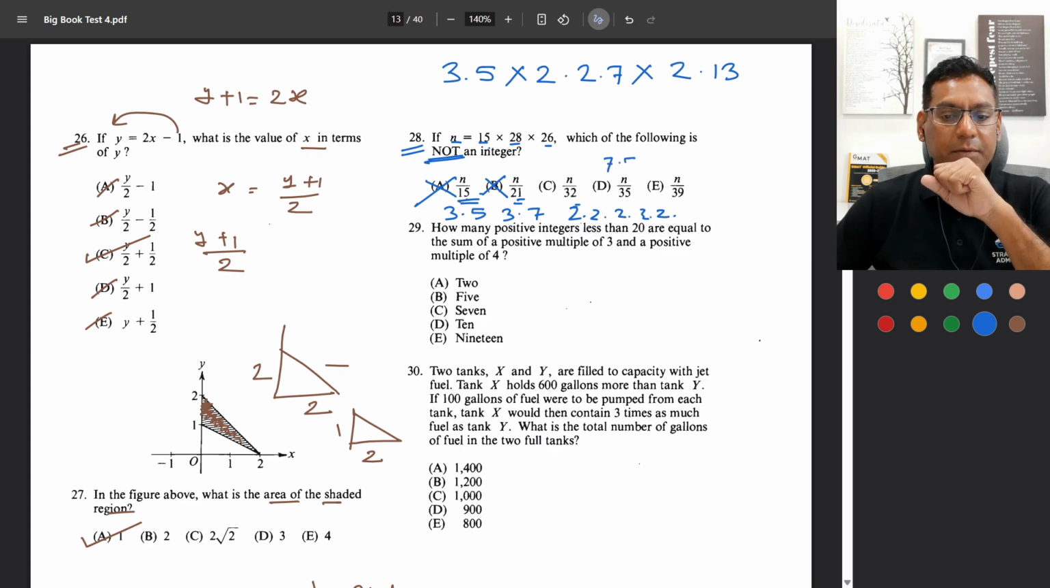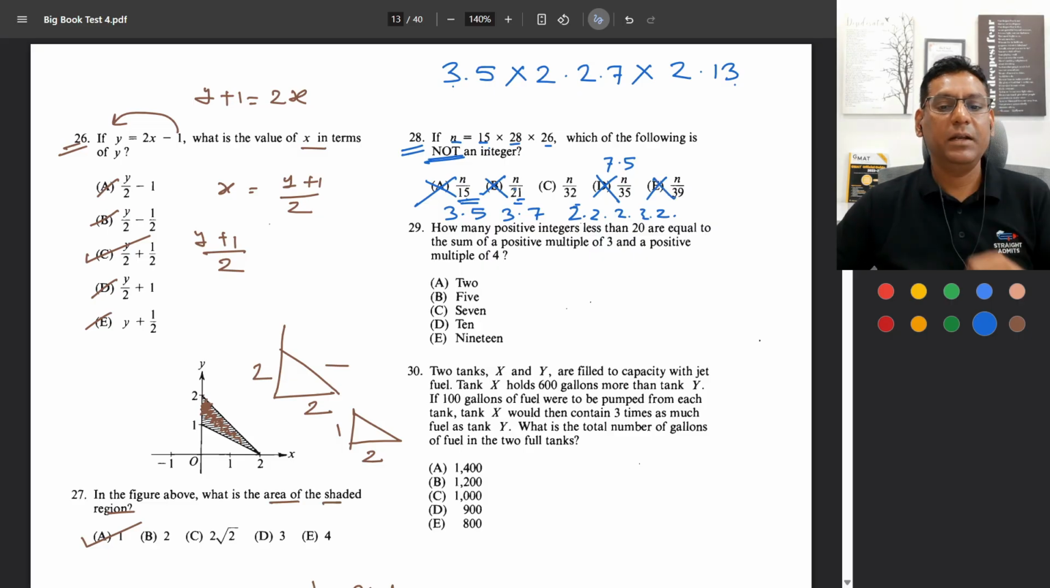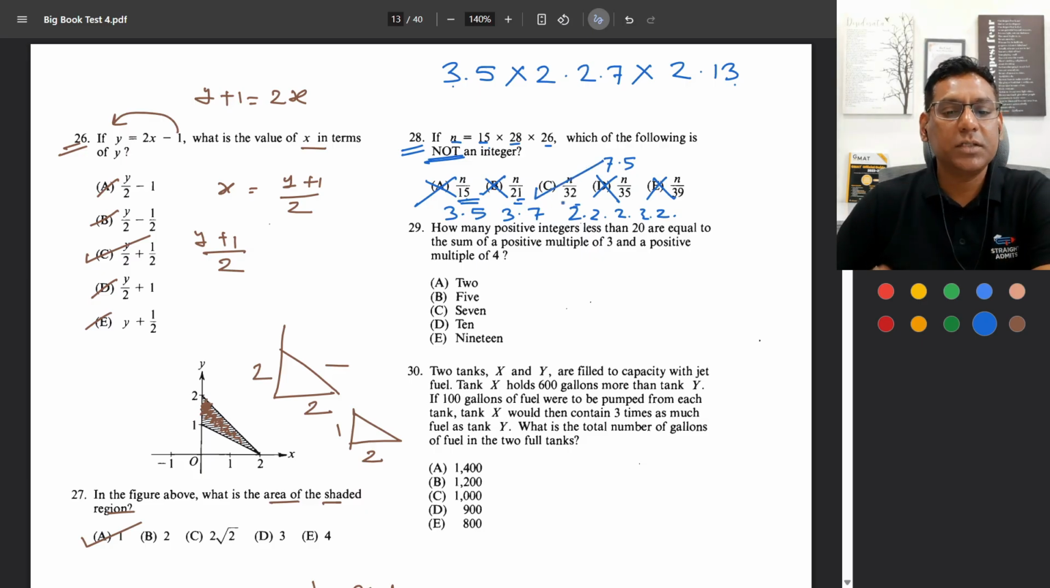Answer choice D, 35. 35 is 7 times 5. I have a 7. I have a 5. So this is going to be an integer. 39. 39 is 3 times 13. So I have a 3. I have 13. This is also going to give me an integer. The only expression that will not give me an integer is this, n by 32.